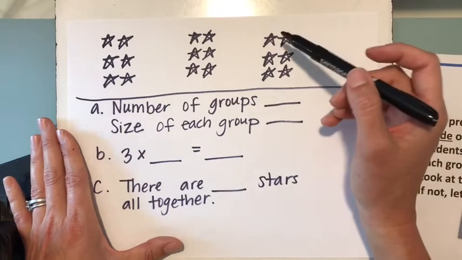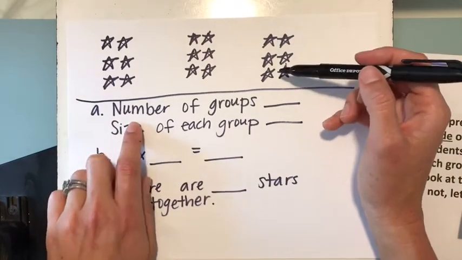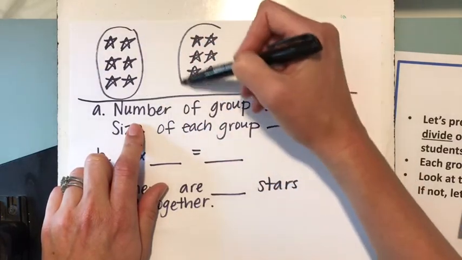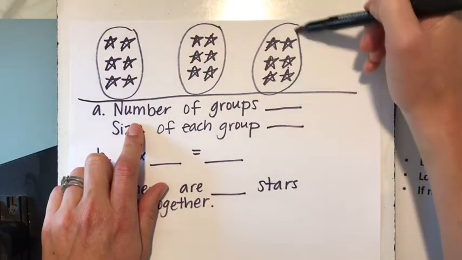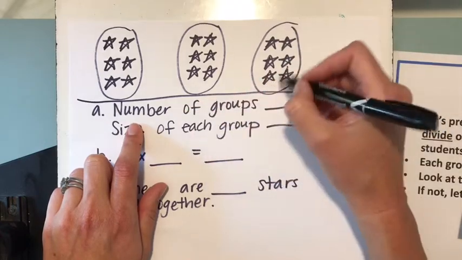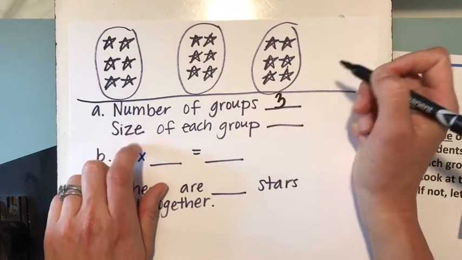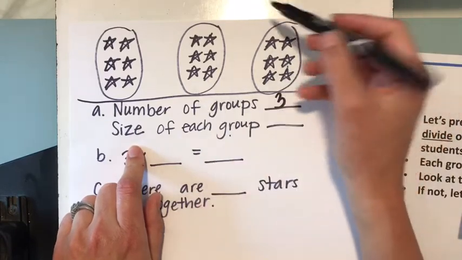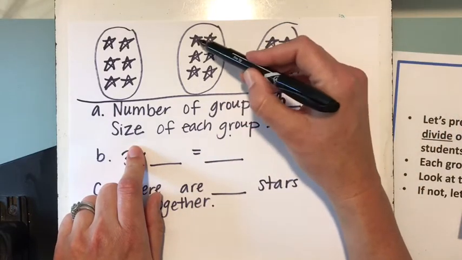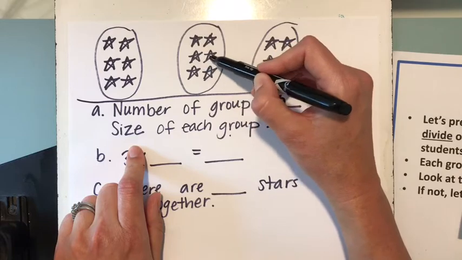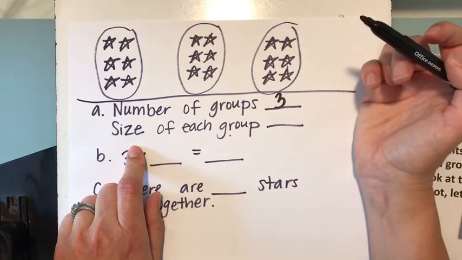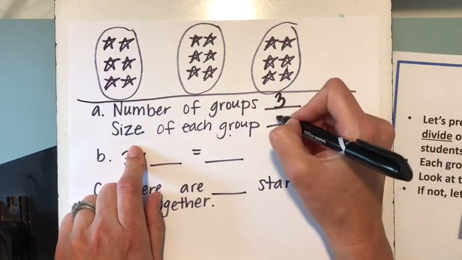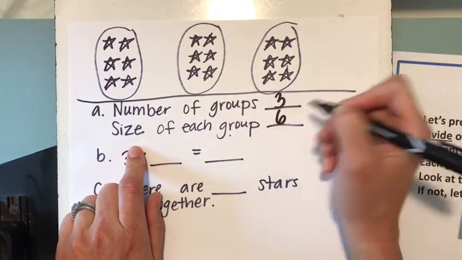Okay, let's start with A, the number of groups. Well, I see that I have 1 group here, 2 groups here, and 3 groups here. So I know that the number of groups is 3. Now I go to this one, size of each group. I know that in this group there are 1, 2, 3, 4, 5, 6 stars. And I see the same here, and the same here. So the size of each group is 6.